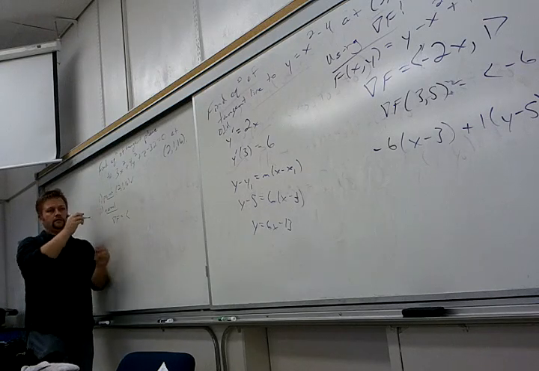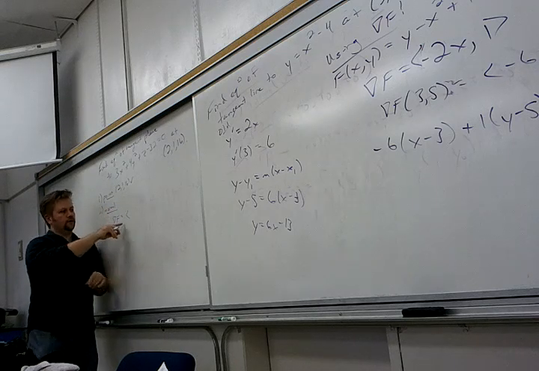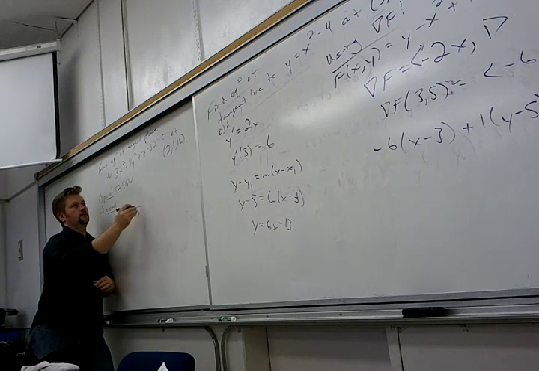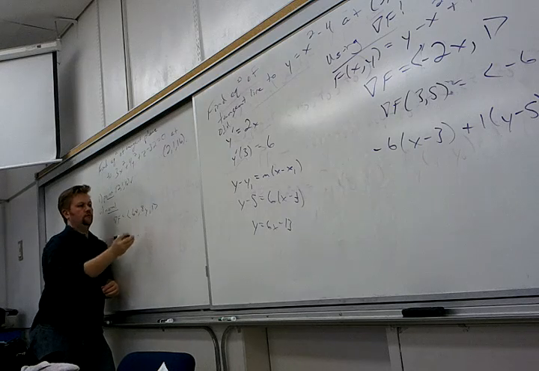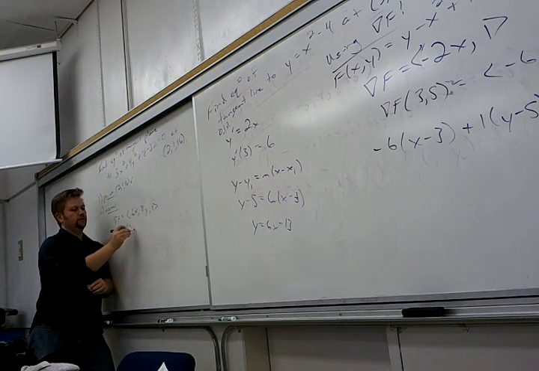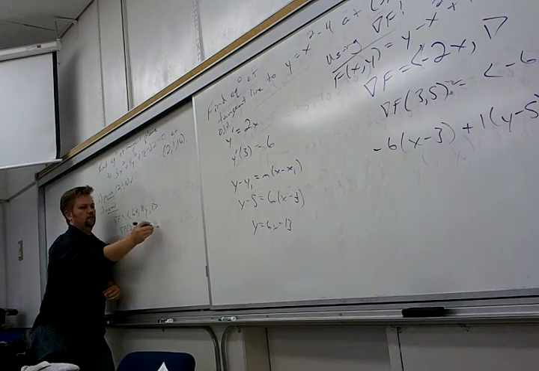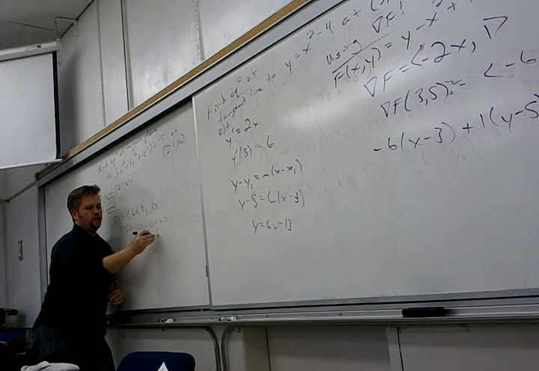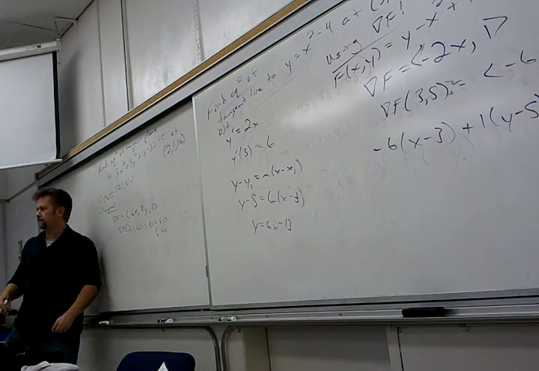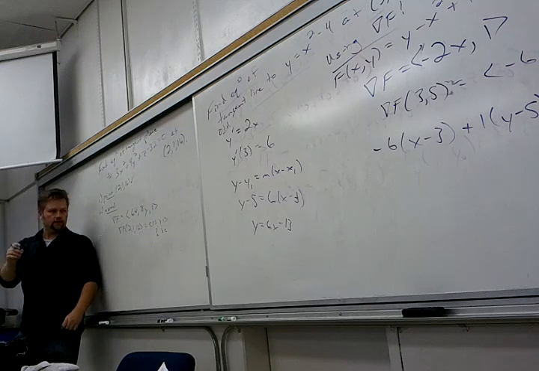So what did you guys do for the gradient? 6x, 8y, and 1. Cool. And then at the point (2, 1, 16), it's 12, 8, 1. Those are my A, B, C, right? What are my A, B, C?